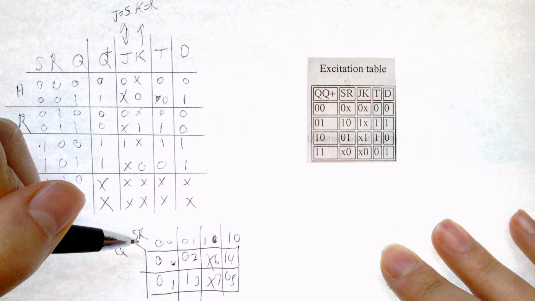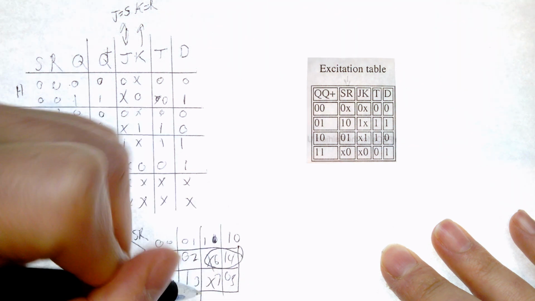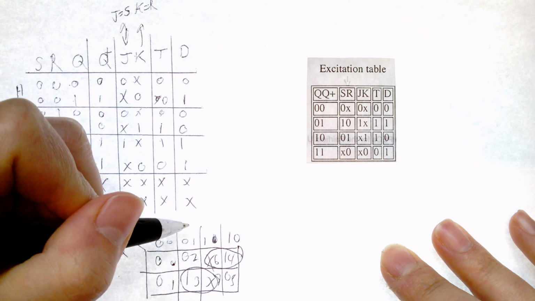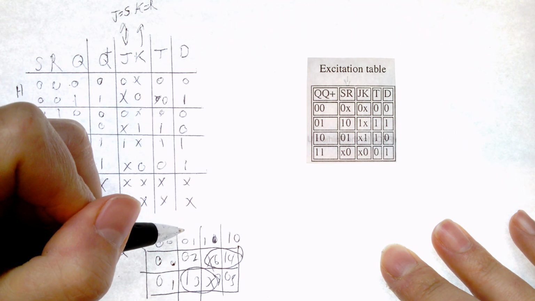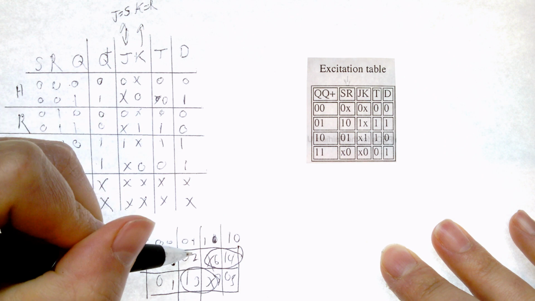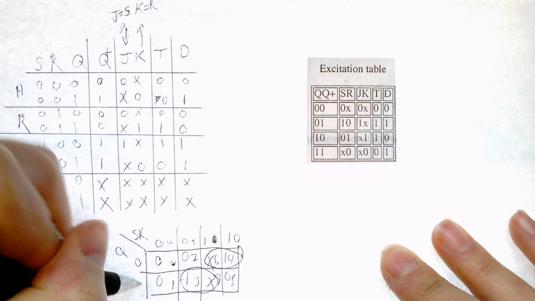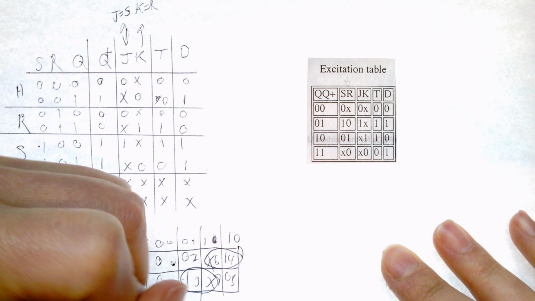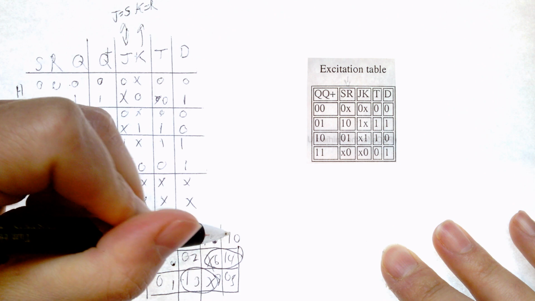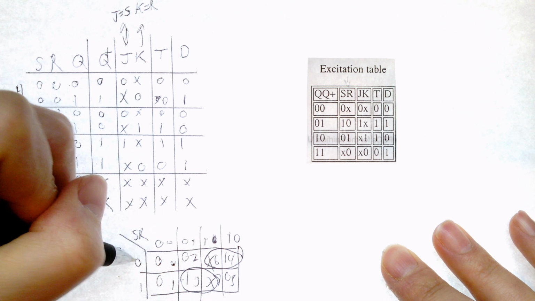And for a loop, I think we can do something like this. And so now we have T equals, this does not change, so that's R. And that's going to be Q. And looks like this does not change, so that's S, and that's Q prime.